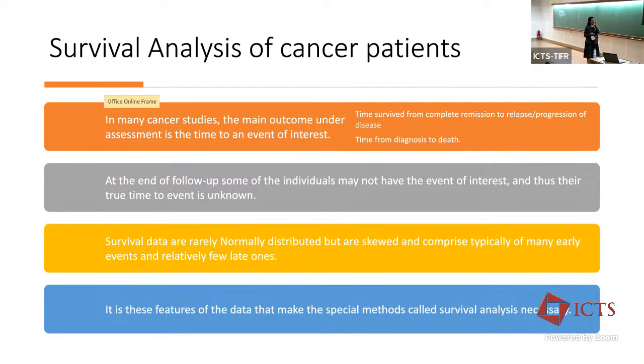Now, since I work in the area of cancer, I'm interested in the survival analysis of cancer patients. So in many cancer studies, the main outcome of the assessment is the time of an event of interest. Now, there are different events of interest that could be there. So time survived from complete remission to relapse, a progression of the disease, or time from diagnosis to death. Now, at the end of follow-up, some of the individuals may not have had the event of interest when your study is over, and thus their true time to event is unknown.